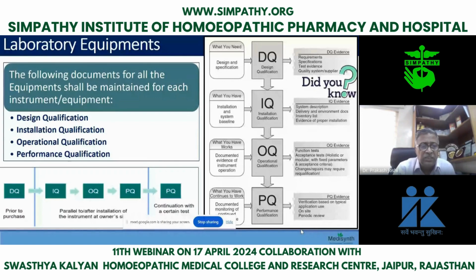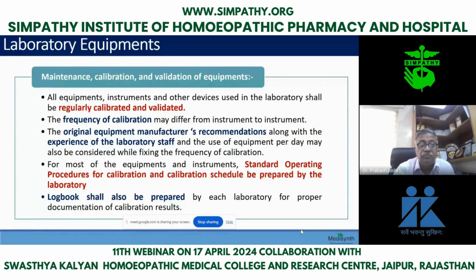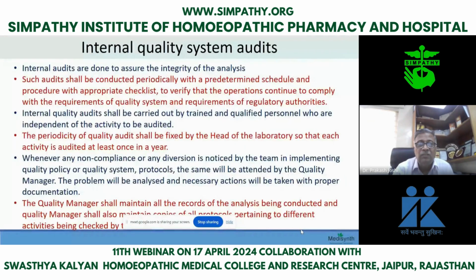These are simple examples. In the same way, for the instruments, we have to think in that direction. Now, maintenance, calibration, validation, as I told you, is very important. How we have the instruments, how we calibrate them, and how to validate. Because if there is no validation, then it doesn't work. And audit, as I told you, is very important.